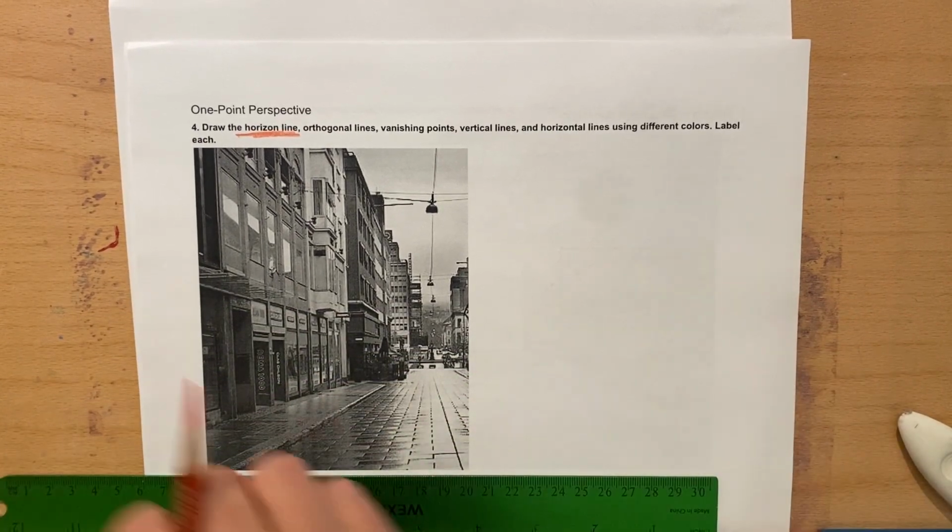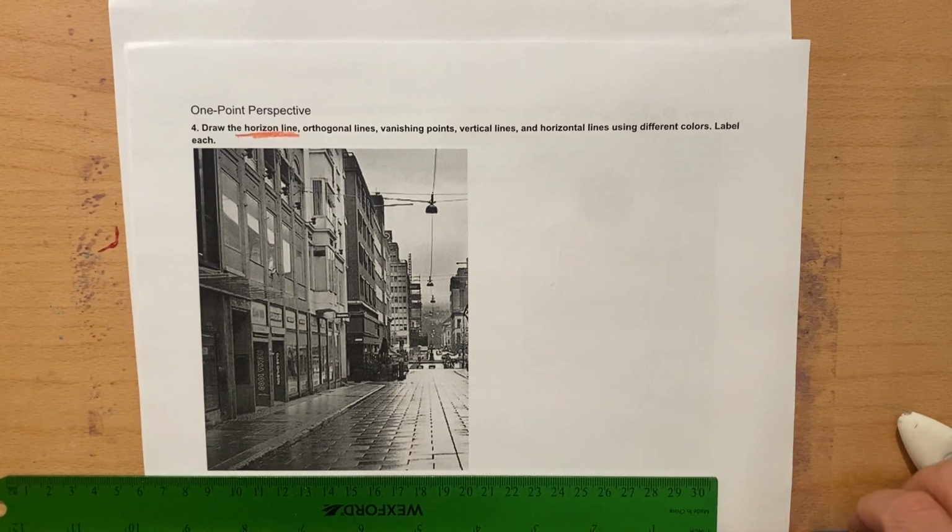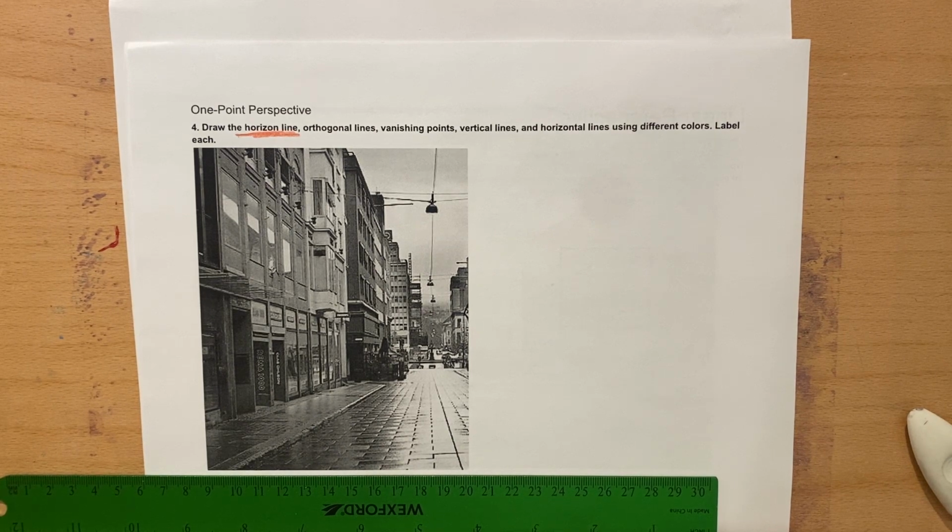So one easy way to find the horizon line is to start with some orthogonals. So we'll actually start with some orthogonals here. I'm underlining each term in the color I'm going to use. So we'll do the horizon line in red there, but we'll do our orthogonal lines in blue.